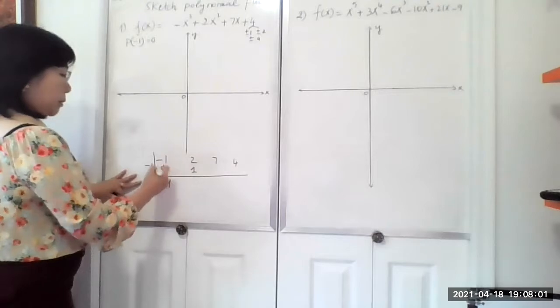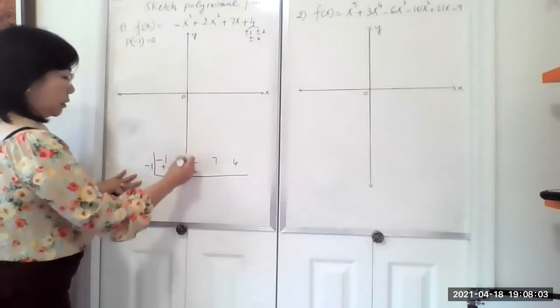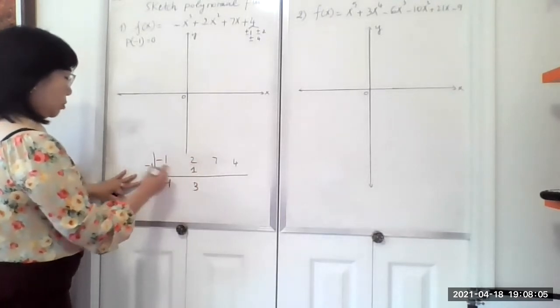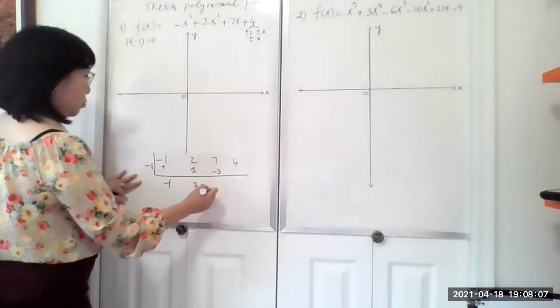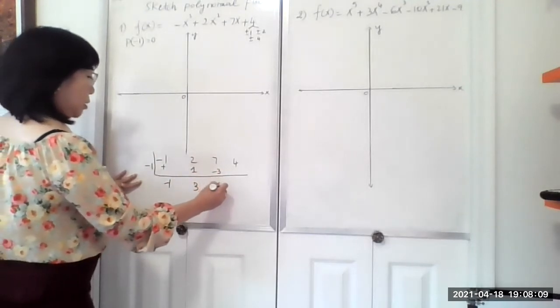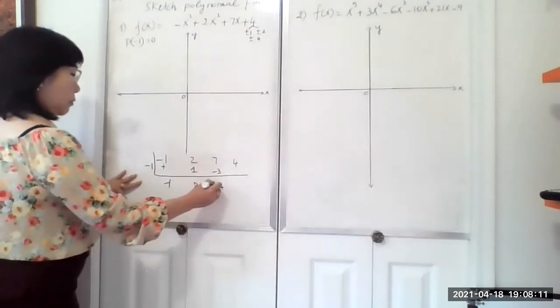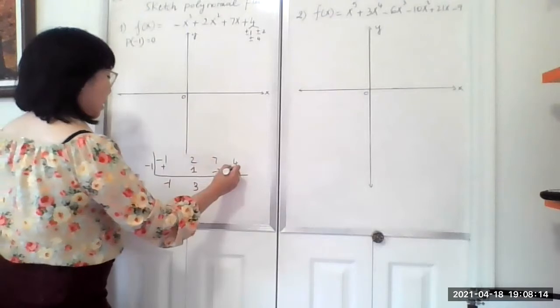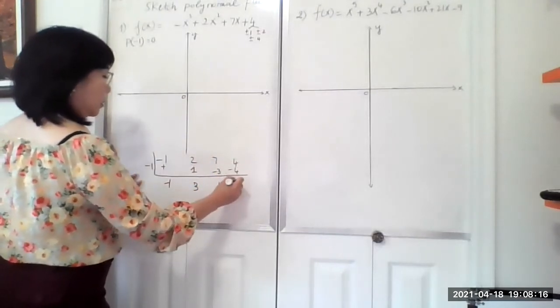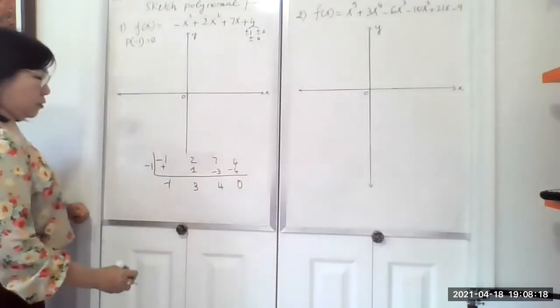2 add 1, remember synthetic, we add, we don't subtract, right? So 2 add 1 is 3. 3 times minus 1 is minus 3. 7 times minus 3 is positive 4. 4 times negative 1 is negative 4. 4 add negative 4, 0.